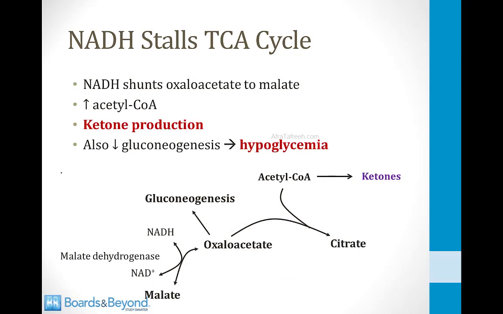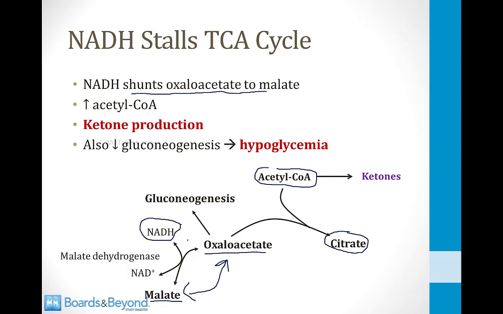Another way that NADH stalls the TCA cycle is by shunting oxaloacetate to malate. On the screen here, I've shown the first step in the TCA cycle where molecules of acetyl-CoA are combined with molecules of oxaloacetate to form citrate. However, oxaloacetate can also be diverted into malate. This is a reversible step here of the TCA cycle. And when NADH levels are high, it favors the conversion of oxaloacetate into malate. This is essentially driving the TCA cycle backwards, and this further slows down the TCA cycle.